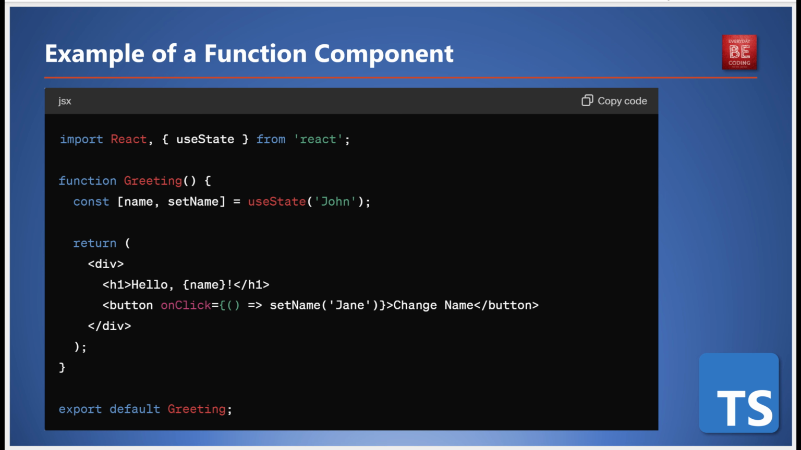Consider the following example of a function component. Imagine a simple greeting component where a user can change the displayed name with a button click. This component utilizes the useState hook to manage state, showcasing the elegance and efficiency of function components.